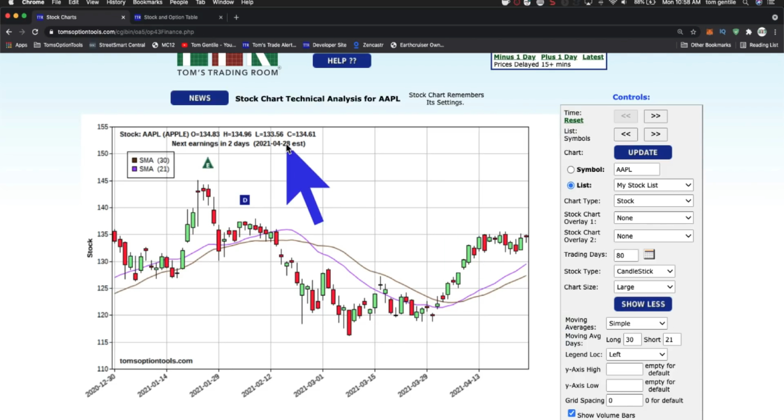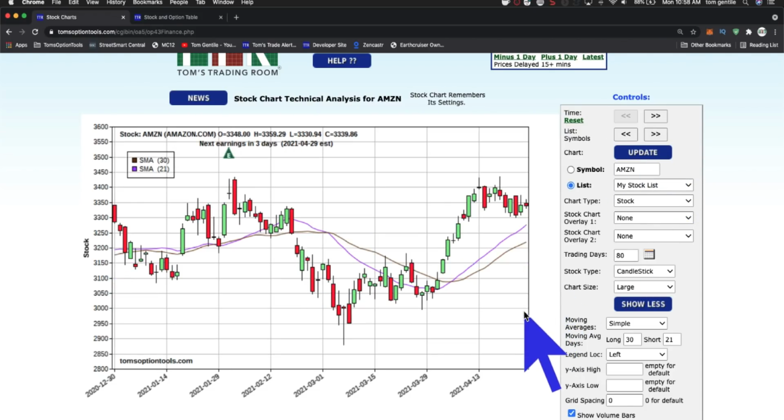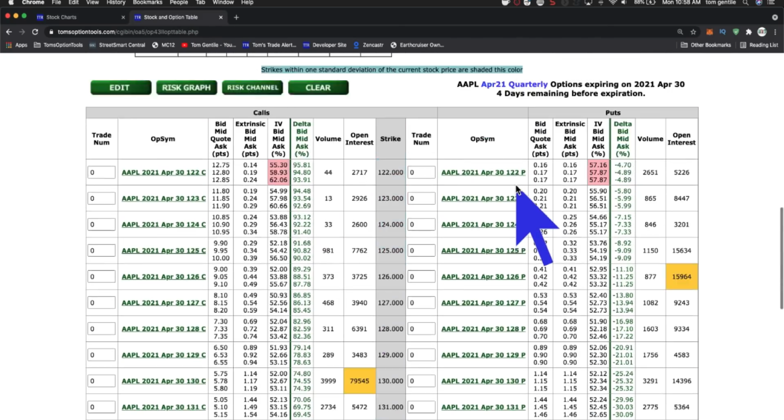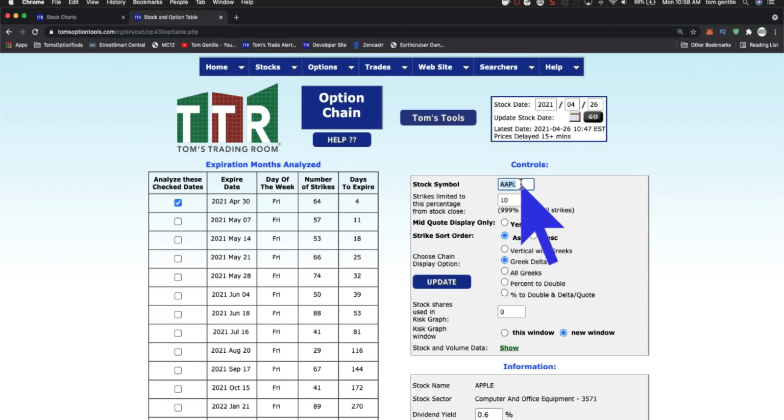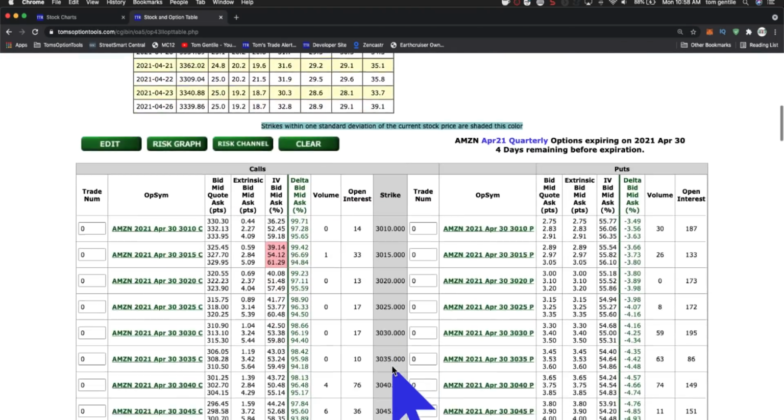All right, let's take a look at our next one. Next is Amazon. Symbol AMZN, trading around 33.50 right now. So let's go ahead and look at the 33.50 calls and puts for Amazon. Again, I'm going to come back up. I'm going to reset AMZN. Let's go ahead and update that price. And there we go. Let's scroll down.